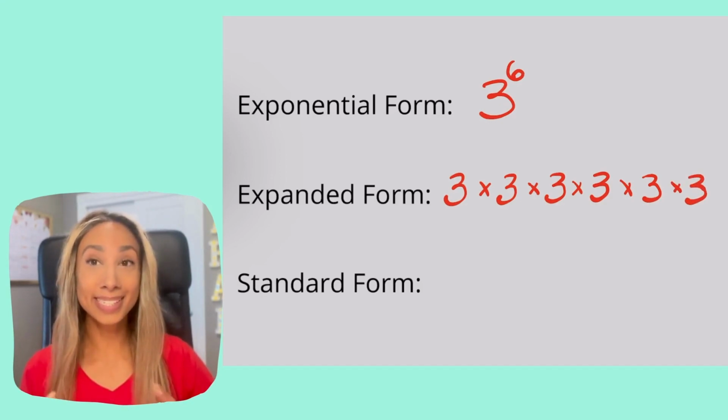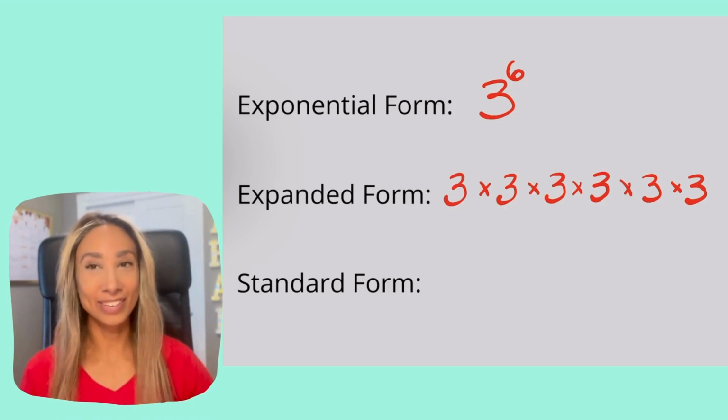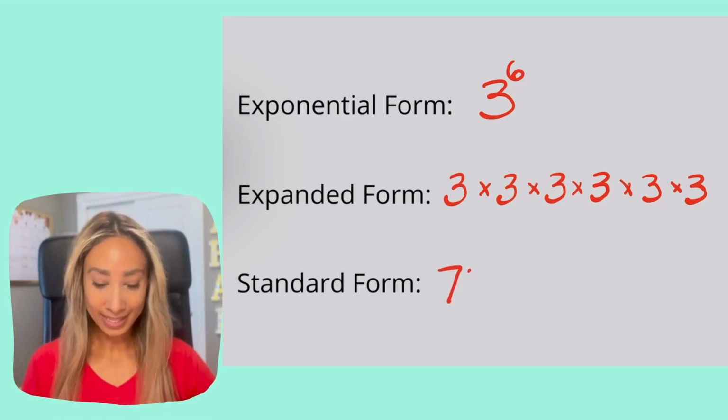Then the last one is the standard form. So the standard form is basically the answer to that exponent or to the expanded form. So that's going to be 3 times 3 times 3 times 3 times 3 times 3. So in this case, it is 729.